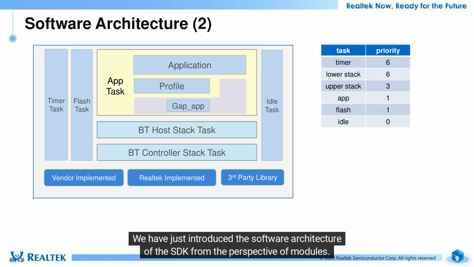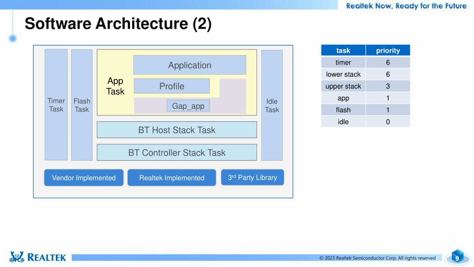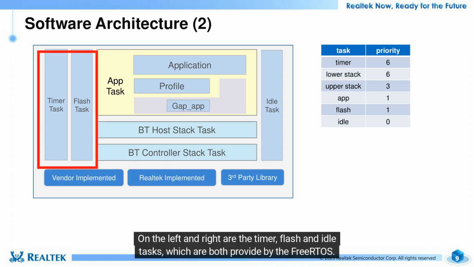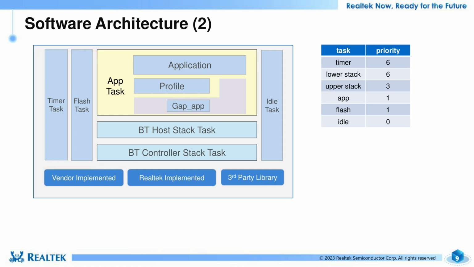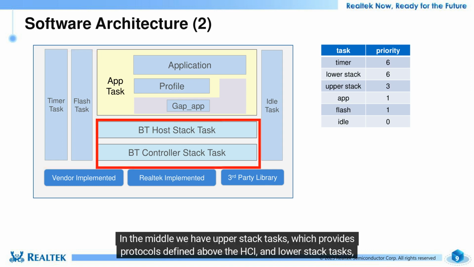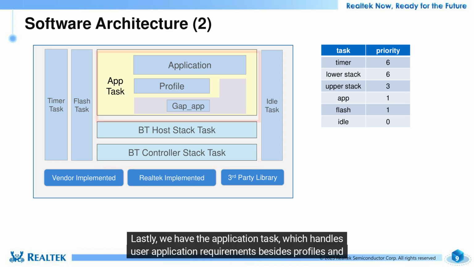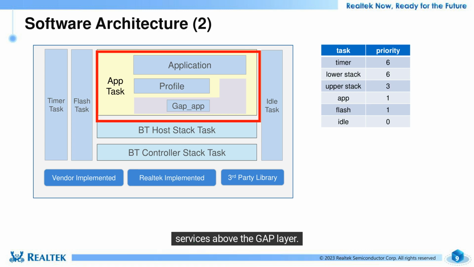We have just introduced the software architecture of the SDK from the perspective of modules. And next, from the perspective of tasks, we are a FreeRTOS-based multitasking system. On the left and right are the timer, flash, and idle tasks, which are both provided by the FreeRTOS. In the middle we have upper stack tasks, which provide protocols defined above the HCI, and lower stack tasks, which implement those below the HCI. Lastly, we have the application task, which handles user application requirements besides profiles and services above the gap layer.